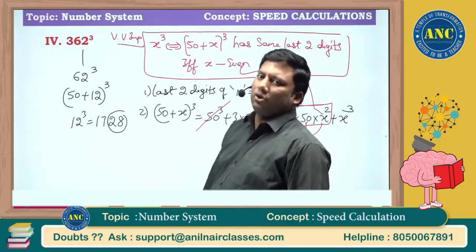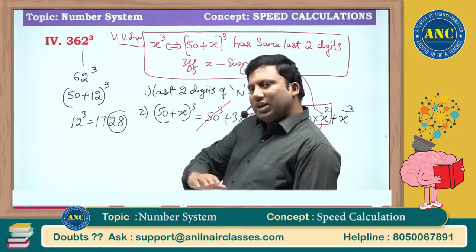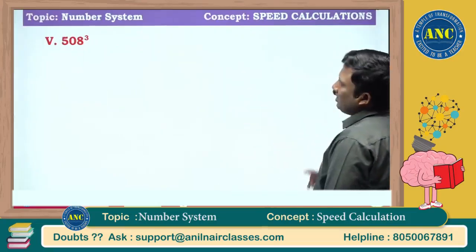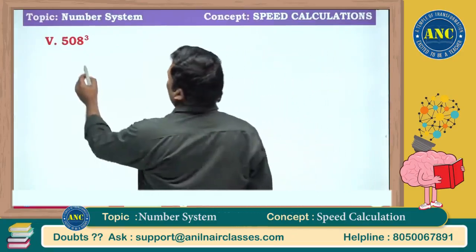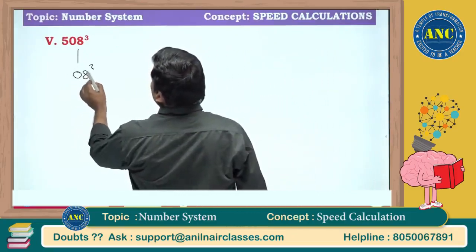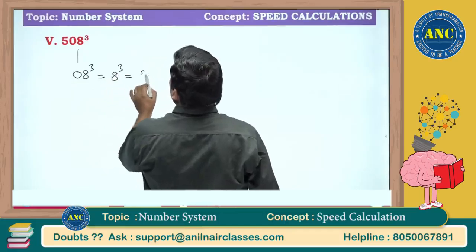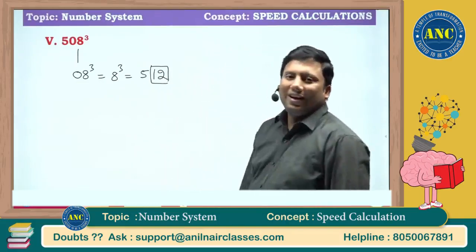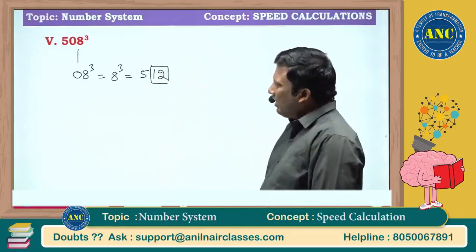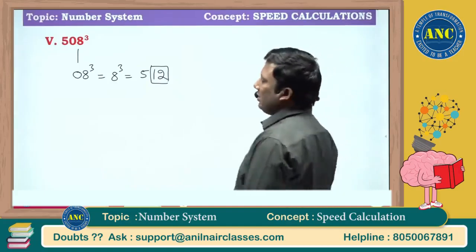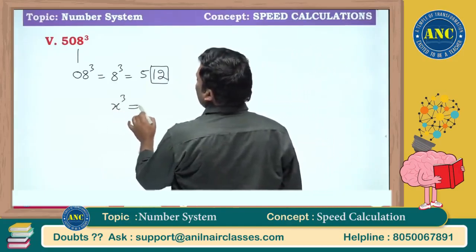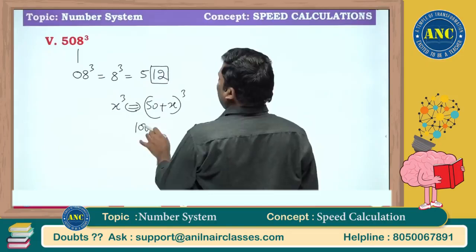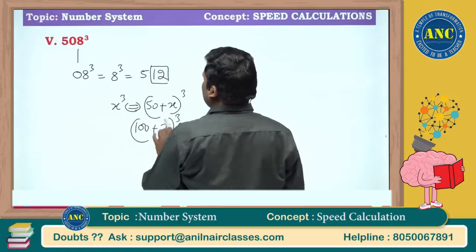62 cube is 50 plus 12 cube. x cube and 50 plus x whole cube, last two digits will be the same. Next one, 508 whole cube. Last two digits is 8 cube. 8 cube is 512. So the last two digits will be 12. Very, very easy. I hope it is clear. So I said it as x cube and 50 plus x whole cube. Not only 50 plus x, it can be the multiples of 50 also, like 100 plus x whole cube.